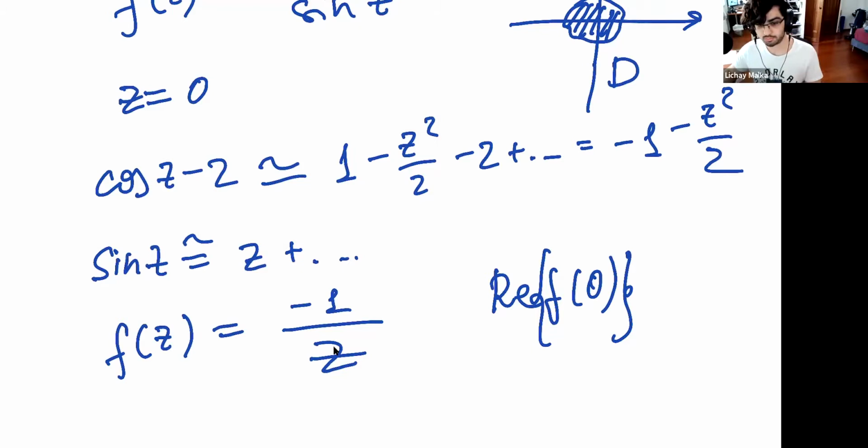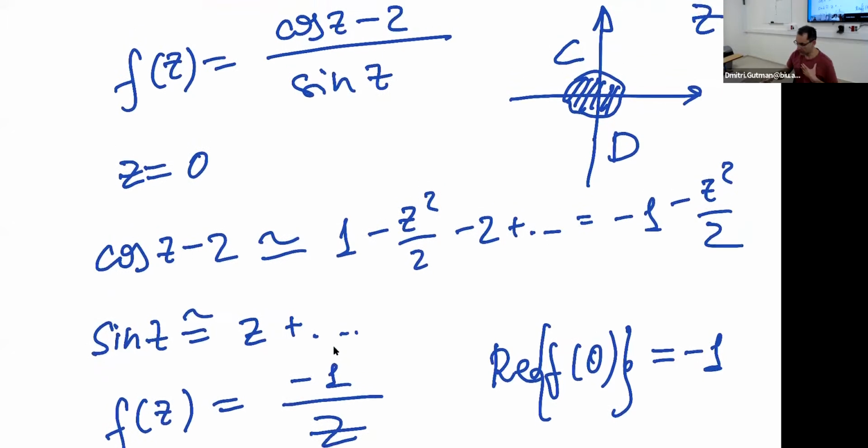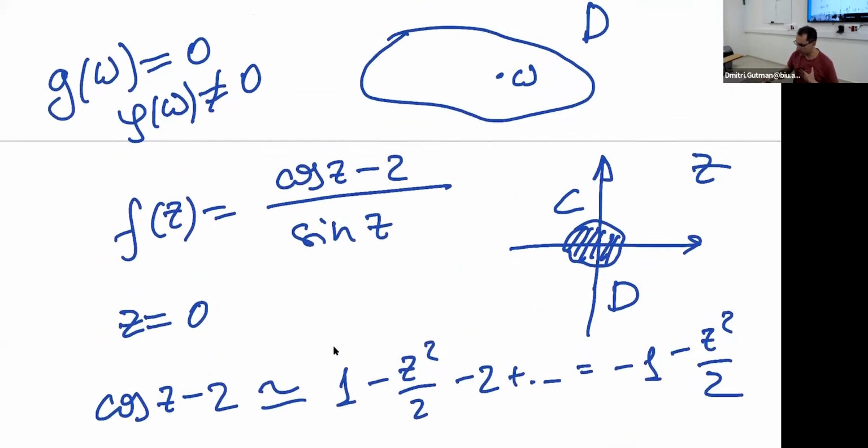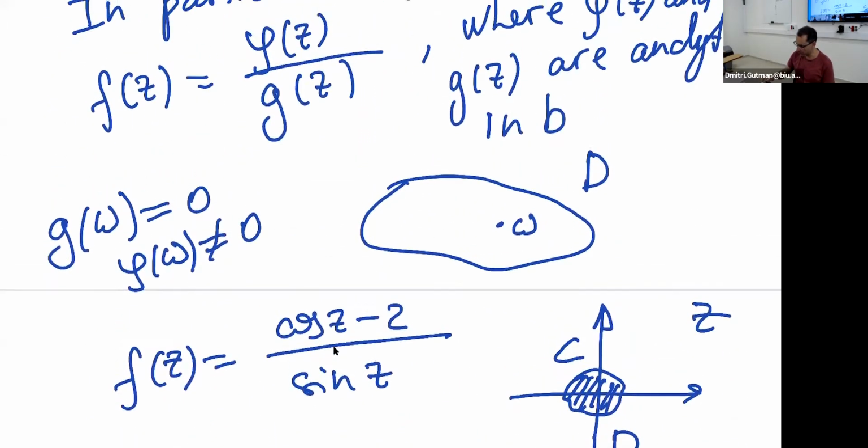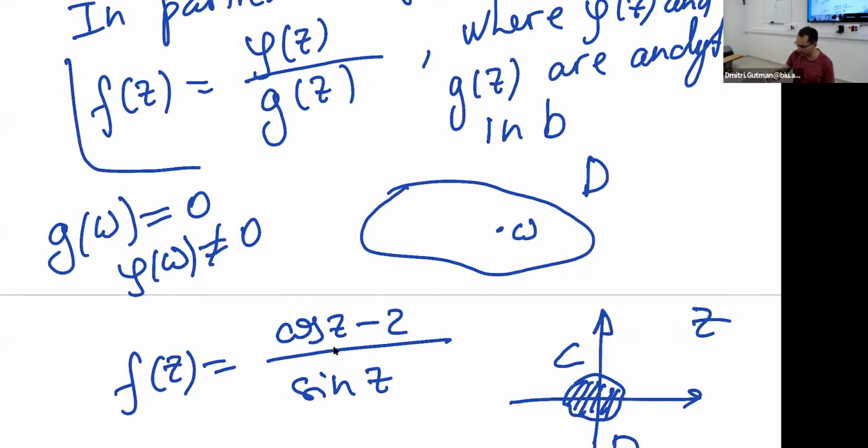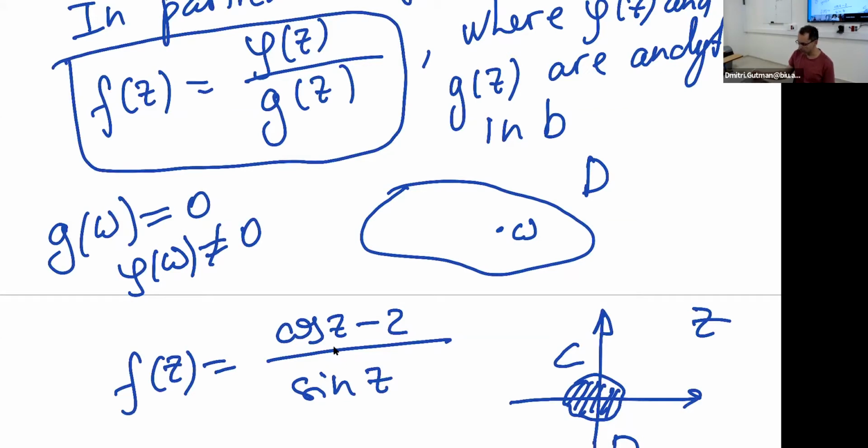Minus 1. Equal minus 1, correct. Now let us go back and see what this example was. This example was of the following construction: I took a function f, which is a fraction of two analytic functions, phi and g.